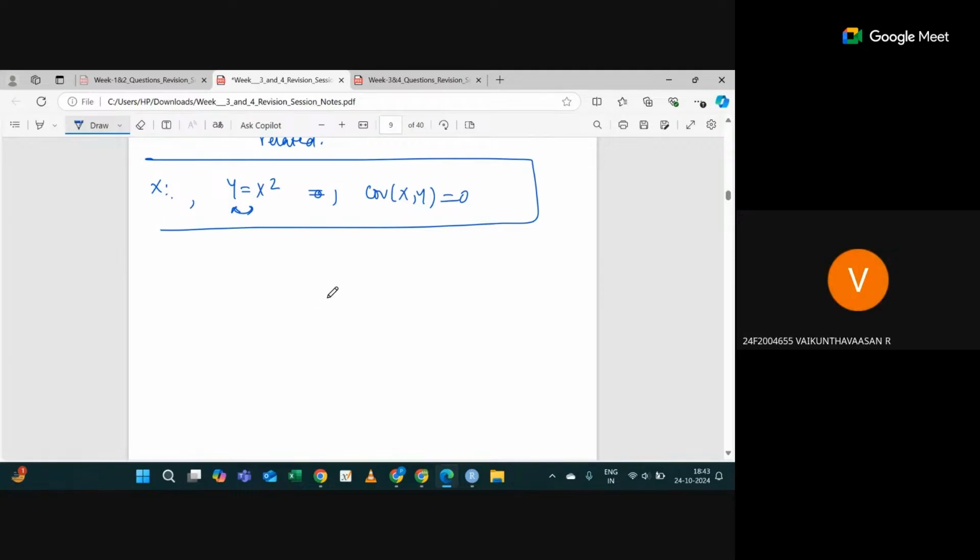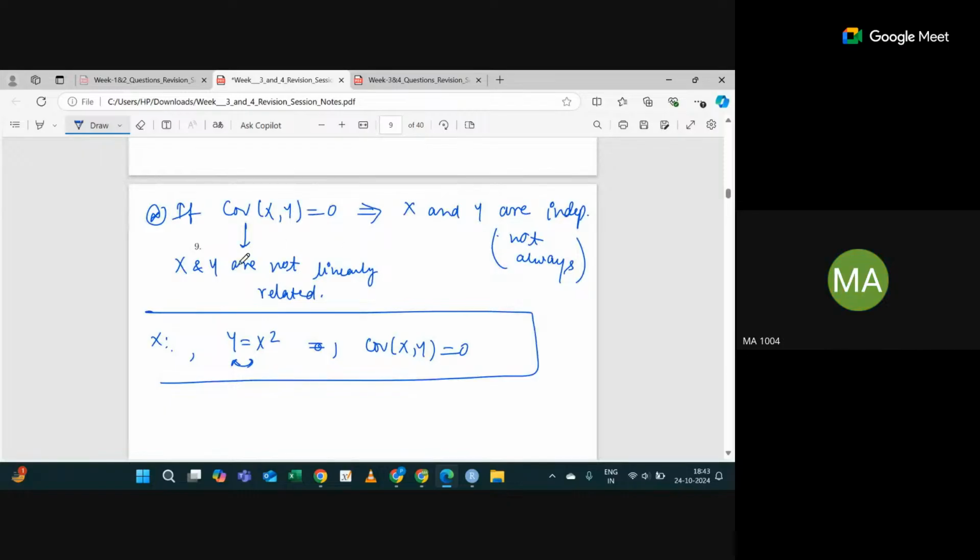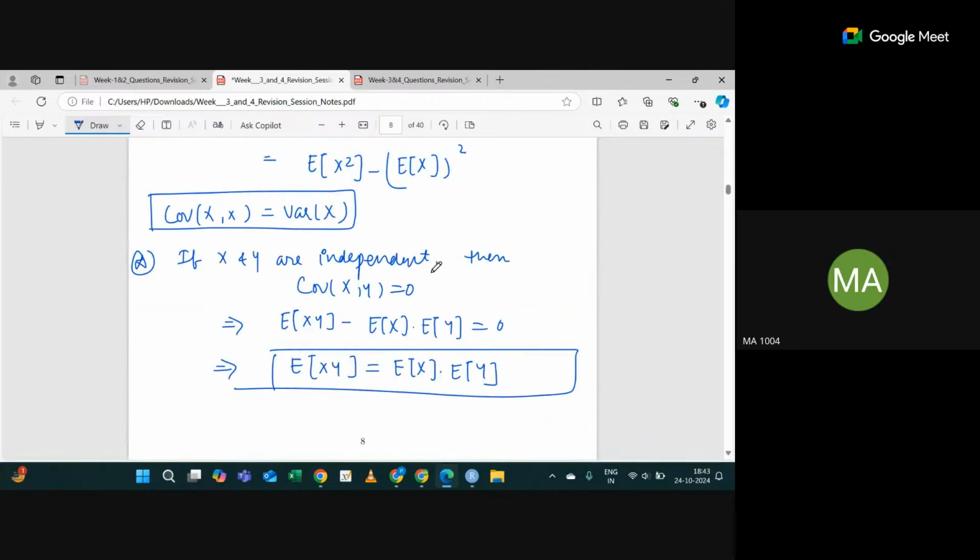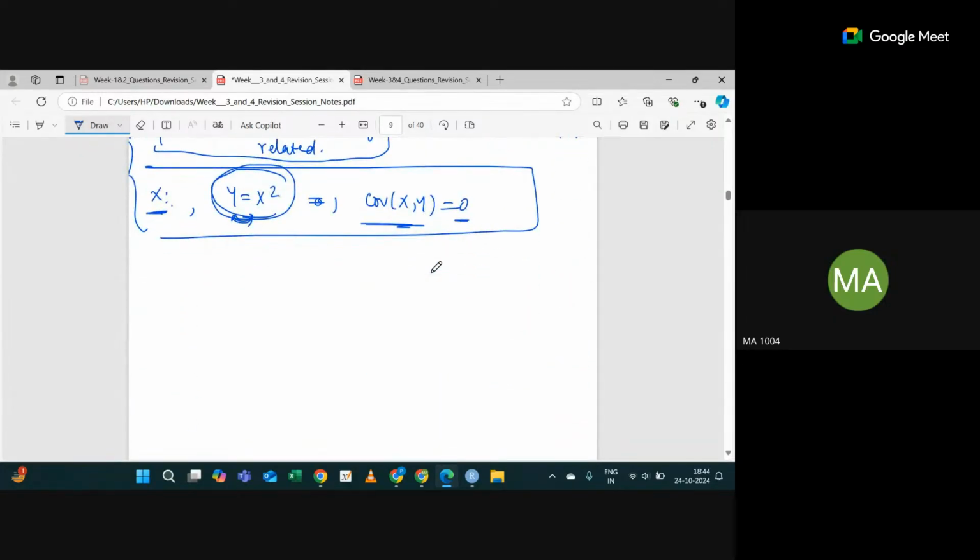Sir, can you please explain the last one again? The relation. Yes, sir. So here, if you are saying covariance between x comma y is 0, then you can't say x and y are independent, right? You can only say x and y are not linearly related. There might be some kind of relationship, suppose y equal to x square, where covariance between x and y will be 0, but here you can say there is a quadratic relationship between x and y, right? But if I'm saying x and y are independent, then I will say covariance is 0. Independence means there is not any kind of relationship between x and y.